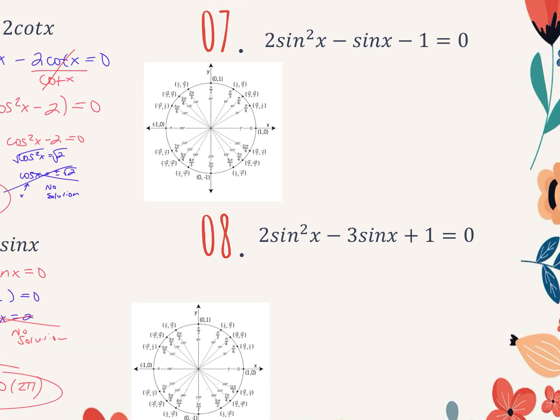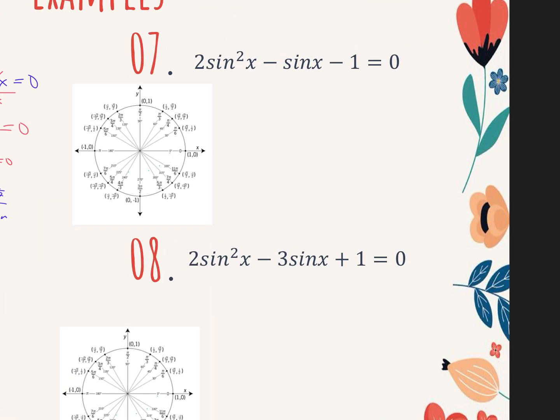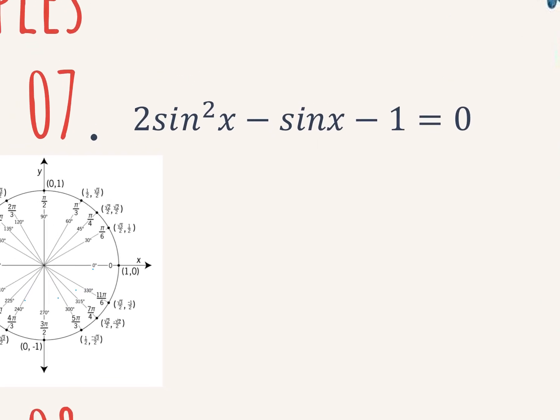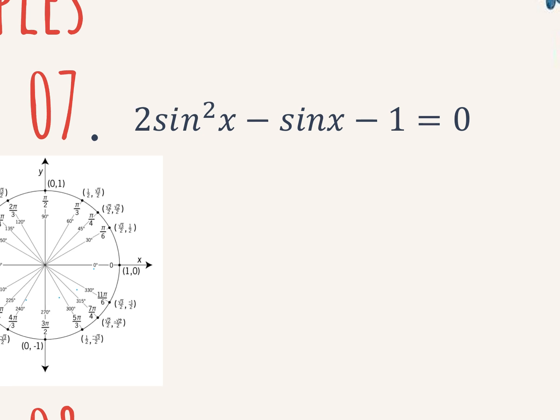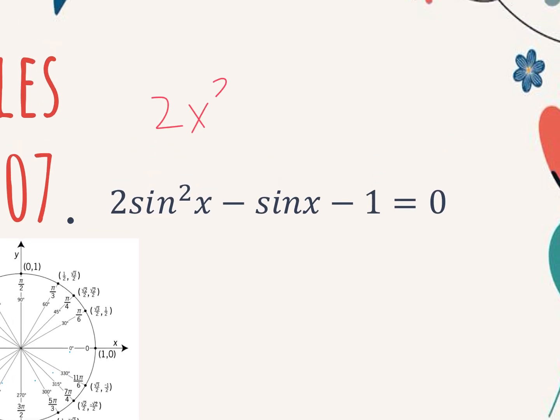All right, look at number 7. Number 7 and 8 we're going to stop at. If you go on to the next ones, it's just like the problem that was on your quiz yesterday. But what do we notice about this one? They're already on one side. This is just a basic quadratic. Do you both have the same trig function? Sine, right? This is the same thing as saying 2x squared minus x minus 1.